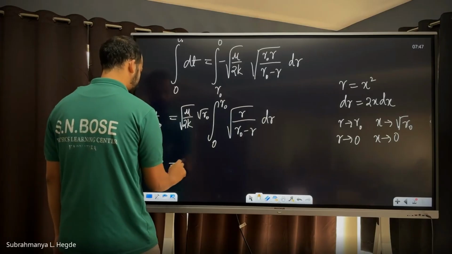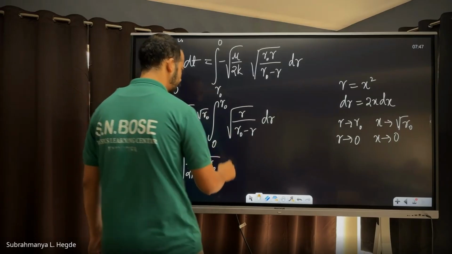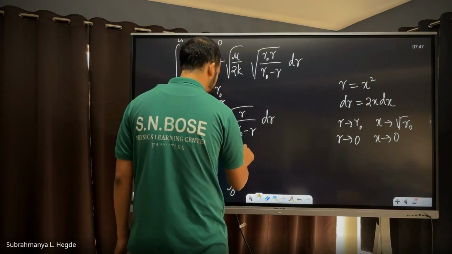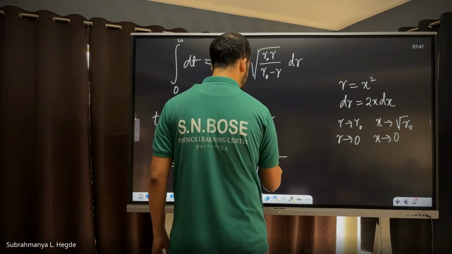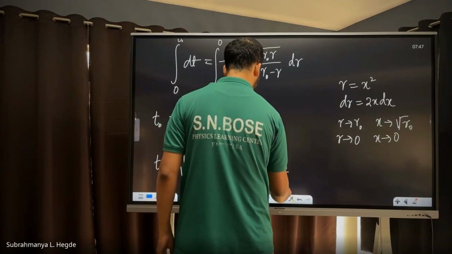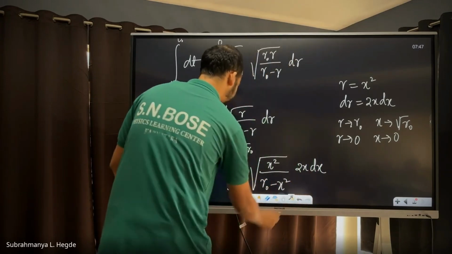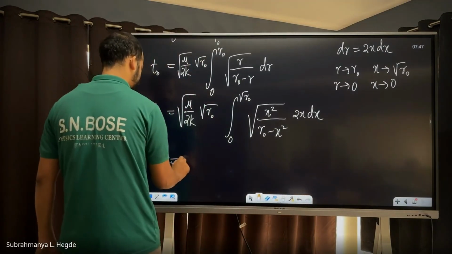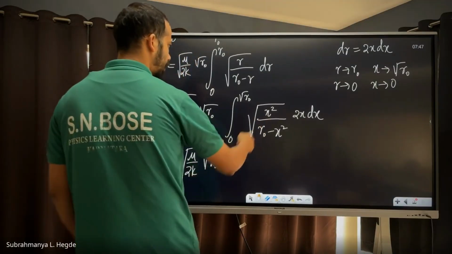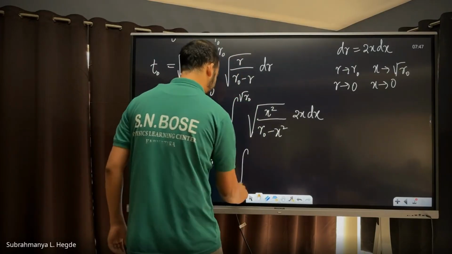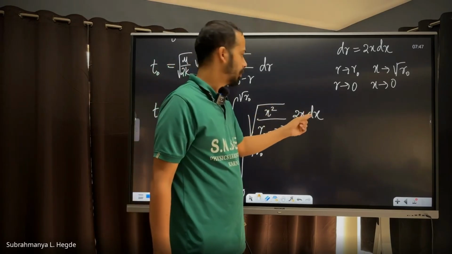Now you see this one. So that time is equal to root of mu by 2k, root of r naught. What is this one? 0 to root r naught. I'm going to convert it into the x variable. Root of r is equal to x square divided by r naught minus x square, and dr is 2x into dx. You see this one: root of mu by 2k, root r naught, that 2, one more 2 will come, 0 to root r naught. x square under root, x will come outside. One more x is there.